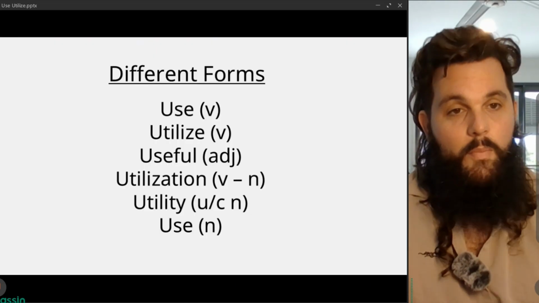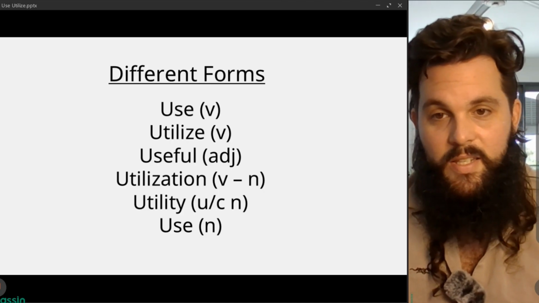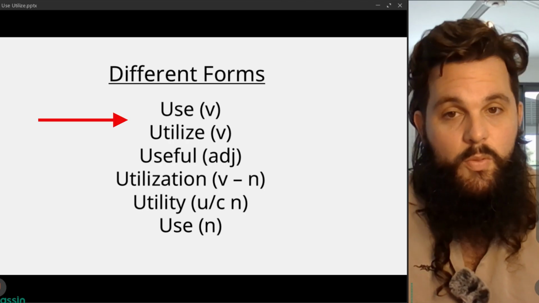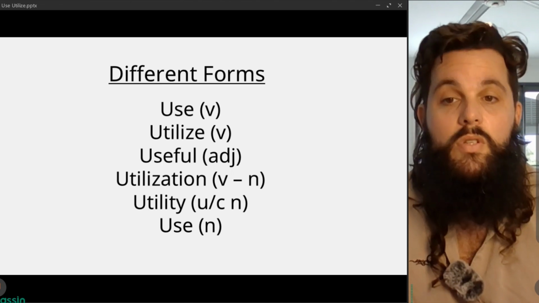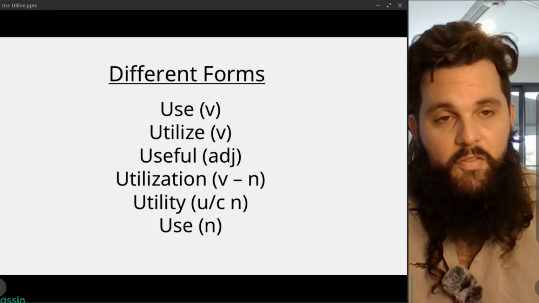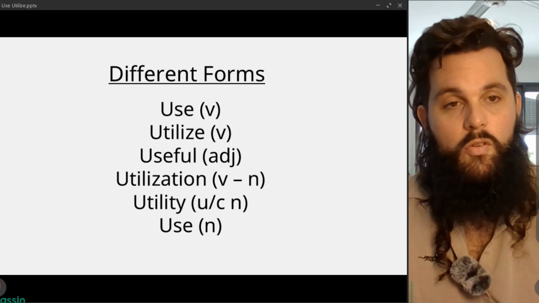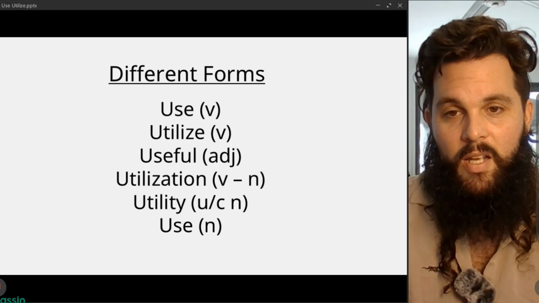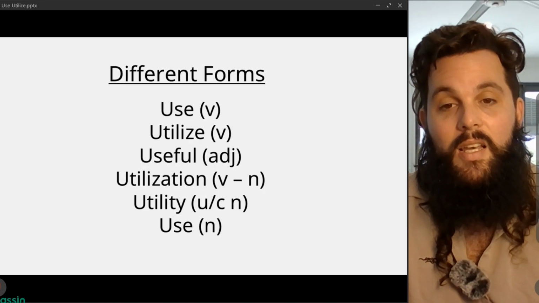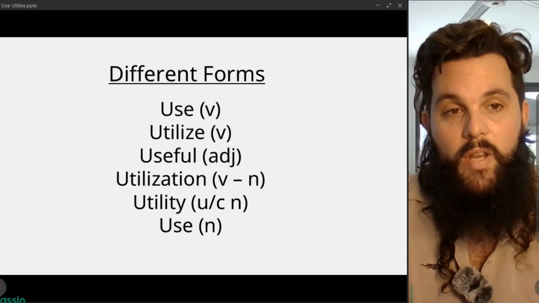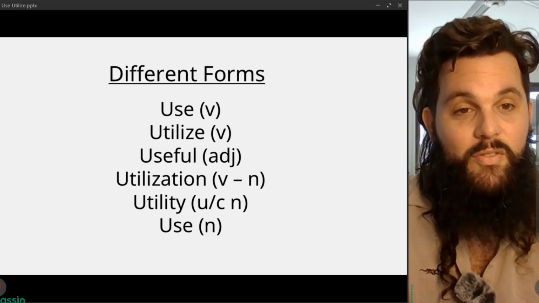Now, these words come in a few different forms, and it gets interesting as you get down the list. So we've got use and utilize, which are both verbs, but you could also have the adjective form of use, useful. Now, the noun form of the verb utilize is utilization. So the meaning is the same, but the way you construct the sentence is a little bit different. And then utility is where it gets really interesting. Utility comes up quite often, and it's an uncountable noun. It has the same meaning as utilize, but we can use it in very interesting ways.